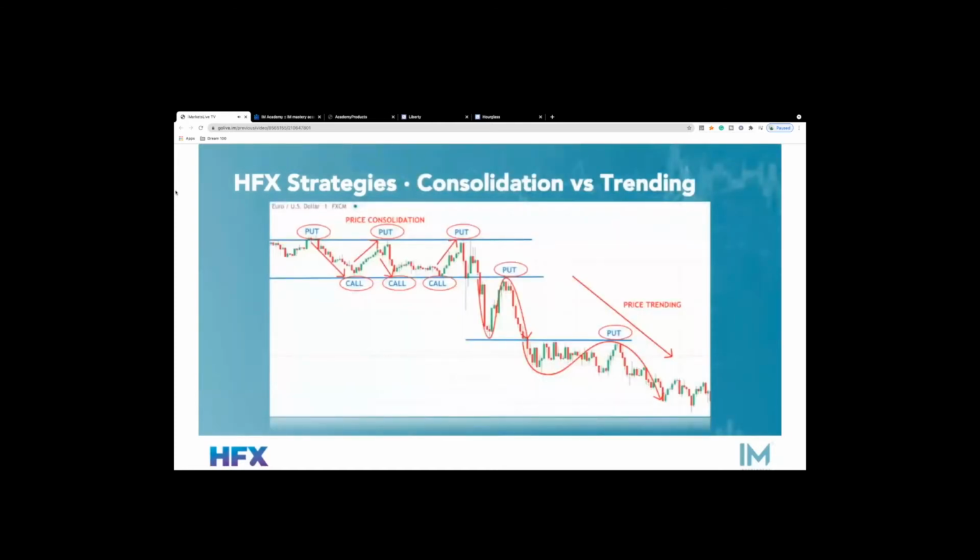To identify whether the market is consolidating versus trending, we need to identify different pivot points in the market. And as you can see in this example on the euro to US dollar, you can identify put and call options at the top and bottom of the price consolidation range. And once price breaks out in a given direction, either up or down, we can then look for put options in a downtrend or call options if we're in an uptrend.